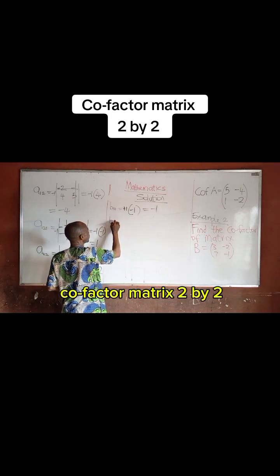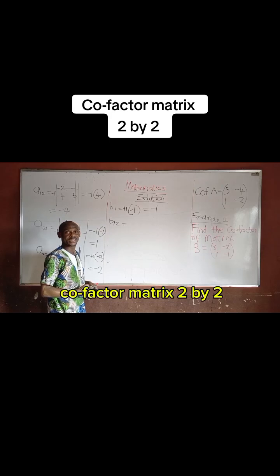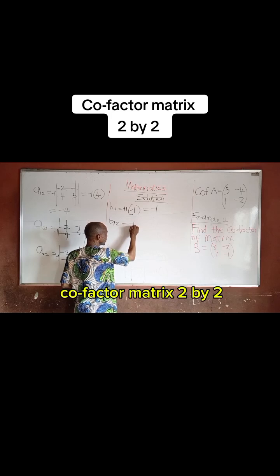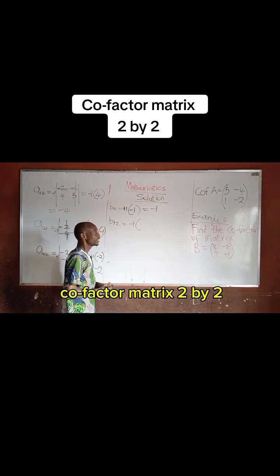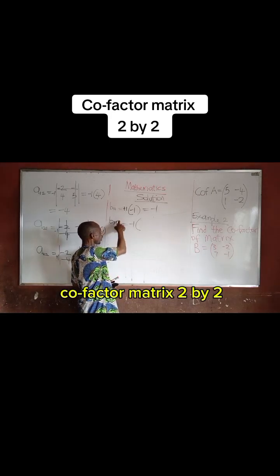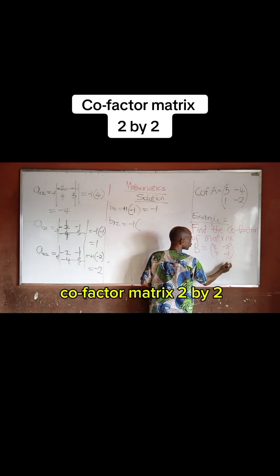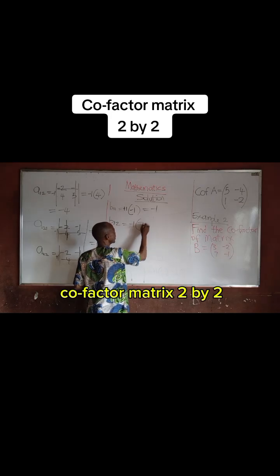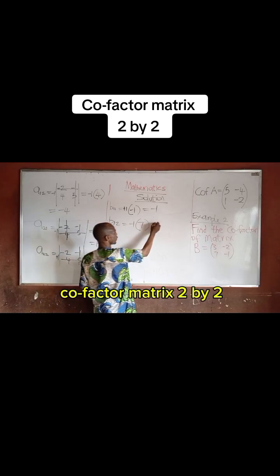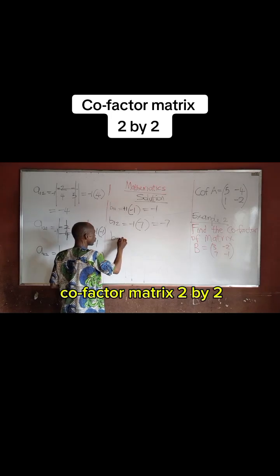So our B12. 1 plus 2 is 3. Since 3 is an odd number, it becomes minus 1. We are multiplying by minus 1. So now let's go. We are closing row 1 and column 2. What are we going to be having left? 7. And this will become minus 7.